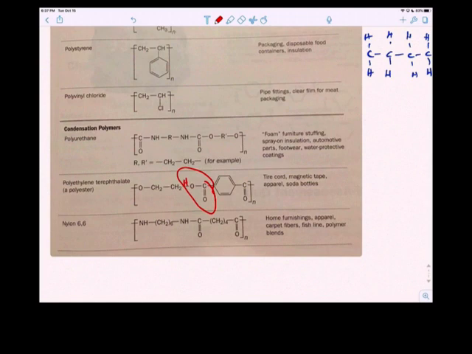So we use these for soda bottles. A lot of times it's polyethylene terephthalate, also known as PET. And you can also use it to make clothing, of course. And nylon. Nylon is a condensation polymer. Nylon is about as close as you can get to protein. One thing about nylon, though, and polyester too, and any plastics, they melt, right?